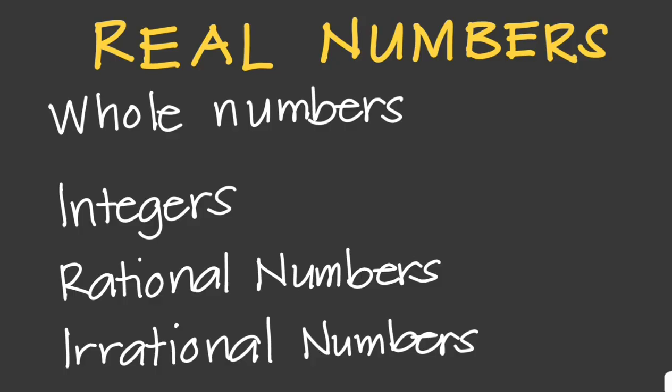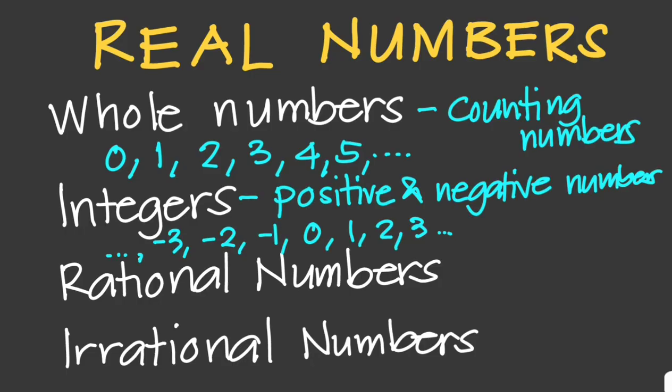Real numbers include the whole numbers, the integers, rational numbers, and irrational numbers. Whole numbers are also known as counting numbers, and these include 0, 1, 2, and so on. Integers are positive and negative whole numbers and the number 0. Rational numbers are all numbers that can be written as fractions, terminating decimals, and repeating decimals. Rational numbers also include integers.